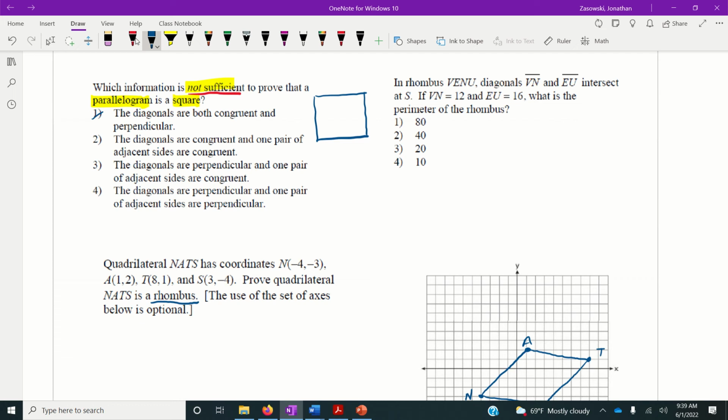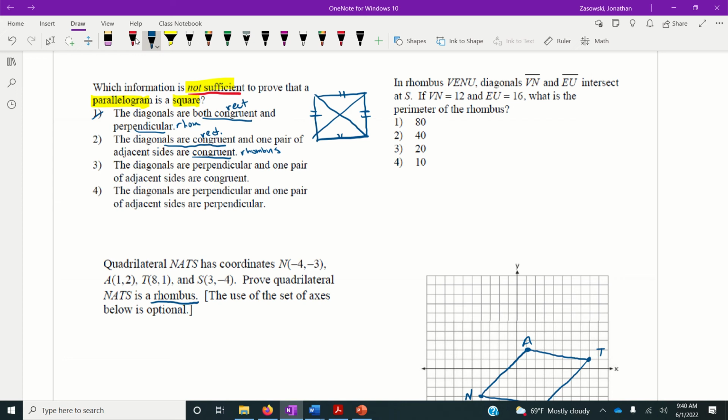If the diagonals are perpendicular and congruent, that's a square. The diagonals are congruent, and one pair of adjacent sides are congruent. So if they're both congruent and perpendicular, this makes it a rectangle, and this makes it a rhombus. So that means it's a square because it's one of each. And number 2, if the diagonals are congruent, this makes it a rectangle. One pair of adjacent sides congruent also makes it a rhombus because it makes all sides equal. So remember, the opposite sides are already congruent. If we make the adjacent sides congruent, that means that all of them now are equal.